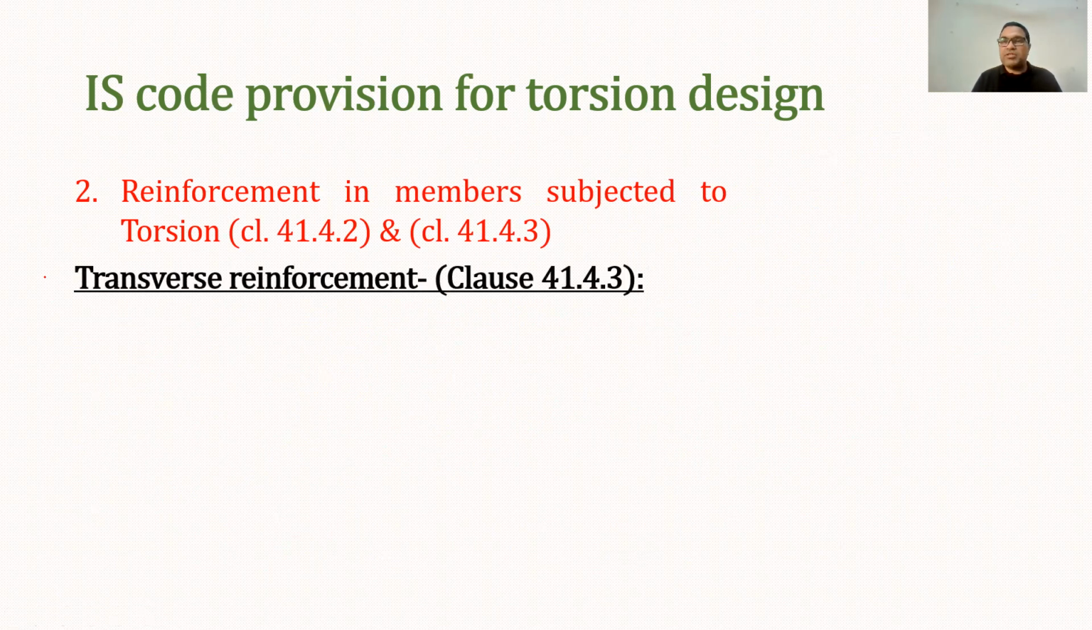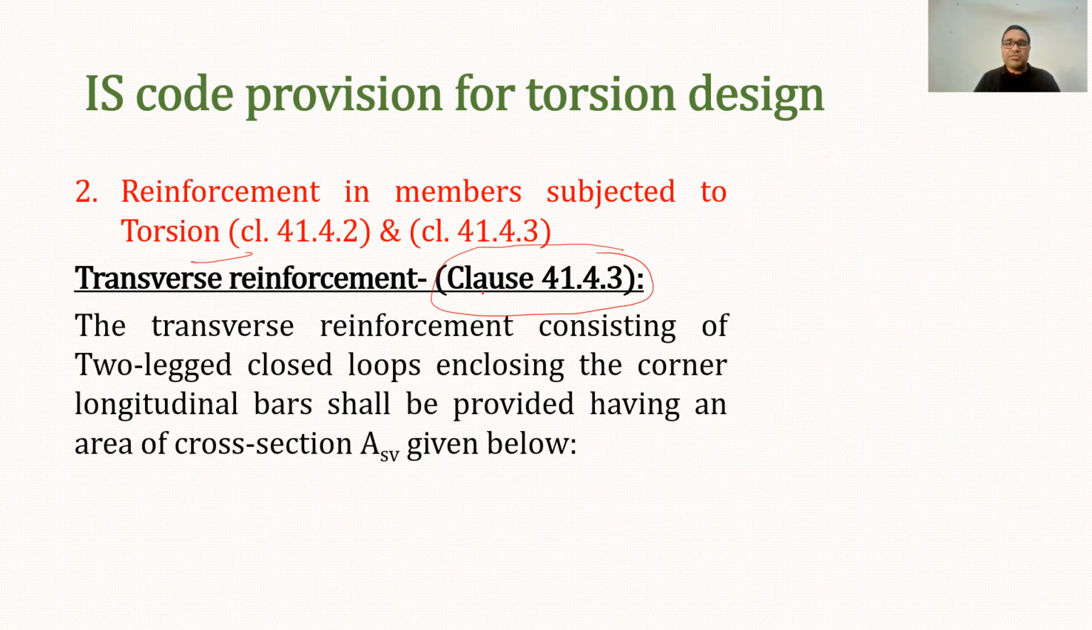Now, talking about the transverse reinforcement. Till now we have discussed the longitudinal reinforcement. Now we will talk about the transverse reinforcement. The formula related to transverse reinforcement you can access from this clause. In the transverse reinforcement, generally we provide stirrups. Generally we provide two-legged closed loop stirrups enclosing the corner longitudinal bars. So the role of the stirrup is also to hold the longitudinal bars.